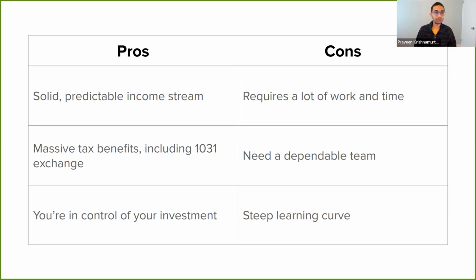So the first pro is it's got a solid, predictable income stream when done right. Of course, we're talking about value add and multifamily. The next pro is it's got massive tax benefits, including 1031 exchange, which is unique. And the next one is you're in control of your investment. So you get to decide when to sell, how much money to put in. Do you want to refinance? Do you want to put in more money and do up the property further and charge more for rents? All that is in your control.